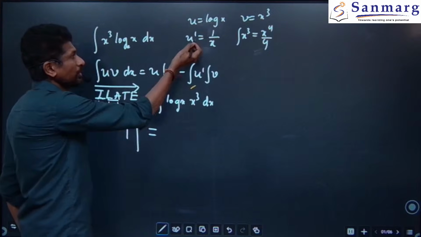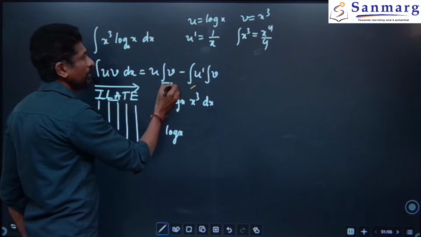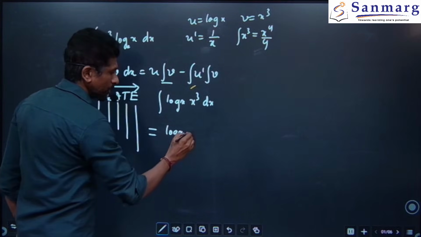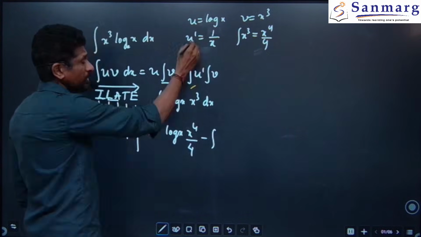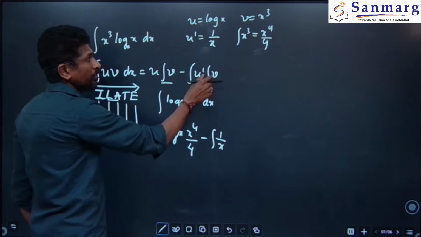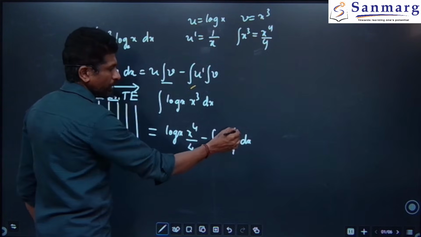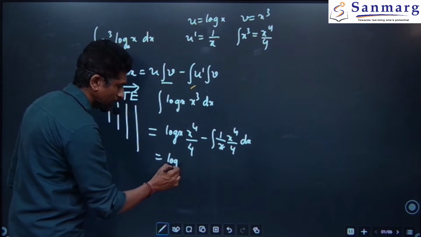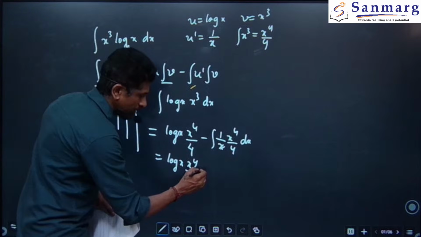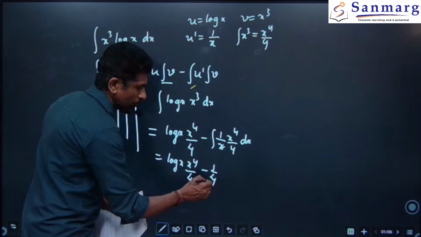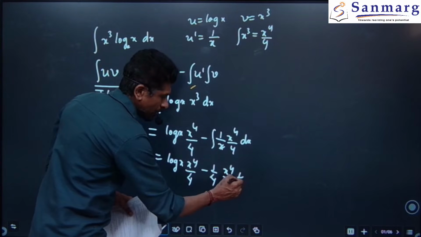So now u is the same, log x here, and integration of v is nothing but x raised to 4 by 4. Next, minus as it is, u dash is nothing but 1 by x, and integration of v again becomes x raised to 4 by 4. With respect to x you have to integrate. The x gets cancelled, so the last answer will be log x into x raised to 4 by 4 as it is, minus x raised to 4 by 4. Next, integration of x cube by 4 you have to find out. 1 by 4 is a constant outside, again integration of x cube becomes x raised to 4 by 4 itself. So plus c you have to add.